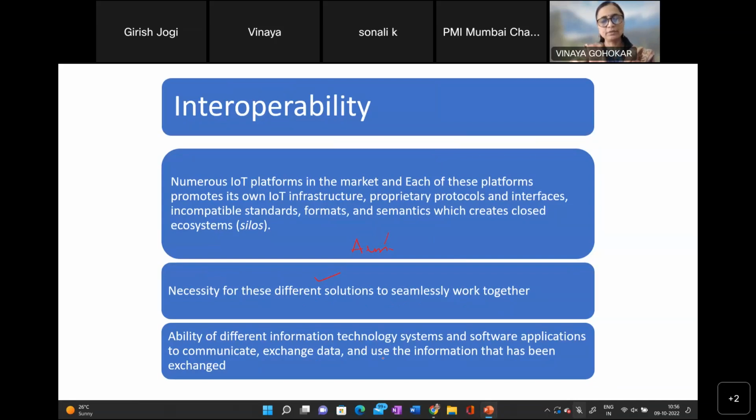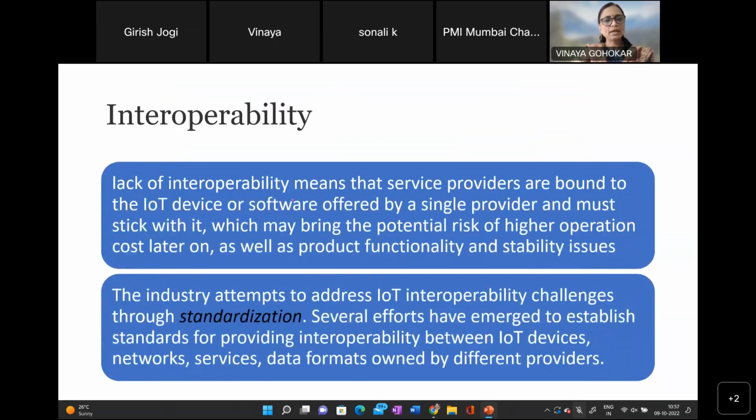It is the ability of different information technology systems and software applications to communicate, exchange data and use the information that has been exchanged. So interoperability is one of the important parameters. If you lack interoperability, the service providers are bound to the IoT device or software offered by a single provider. In order to avoid this, industry attempts to address IoT interoperability, and that brings in the standardization concept.